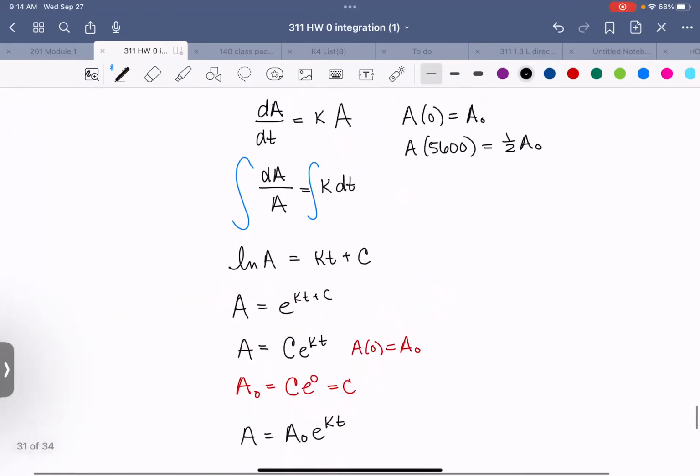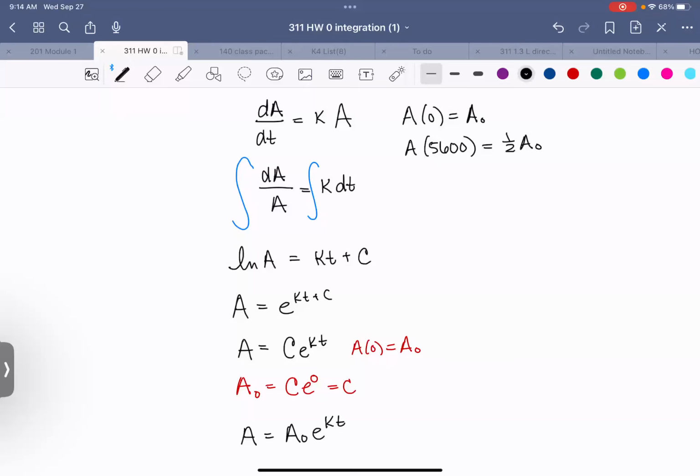All right, so here's the first part that I'm looking for. I'm looking for you to be able to state the differential equation, dA/dt equals k times A. Go ahead and separate it, so move the A to the left and the dt to the right. Go ahead and integrate, get your natural log of A, and take e of both sides. And that leaves you with A equals C e to the kt.